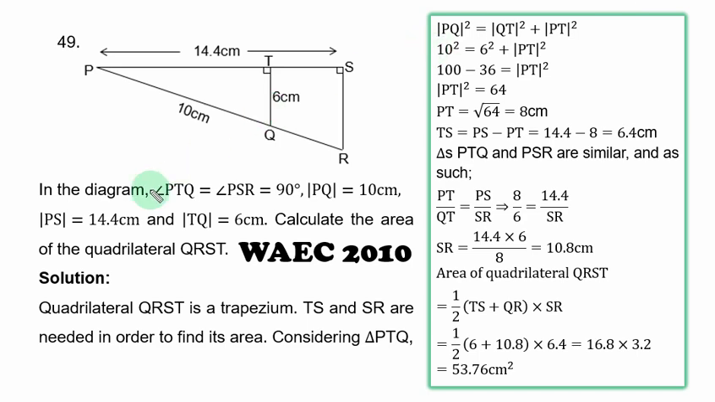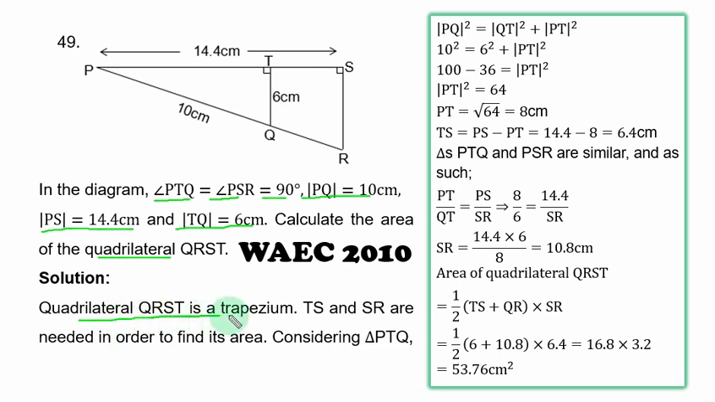In the diagram, angle PTQ is equal to angle PSR equal to 90 degrees. Side PQ is equal to 10 cm. Side PS equal to 14.4 cm. And side TQ equal to 6 cm. Calculate the area of the quadrilateral QRST.